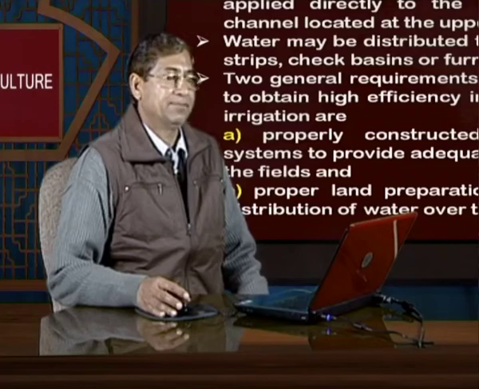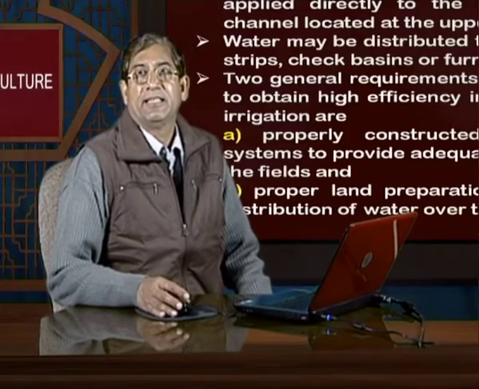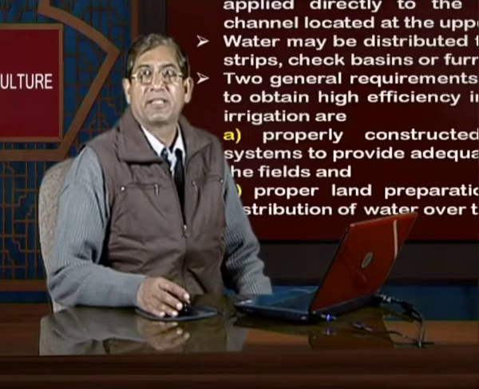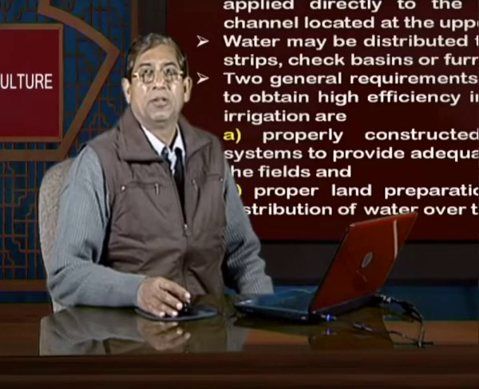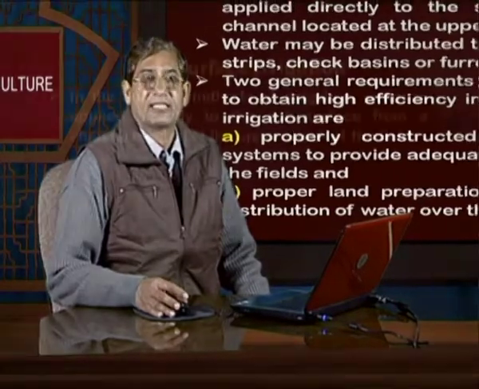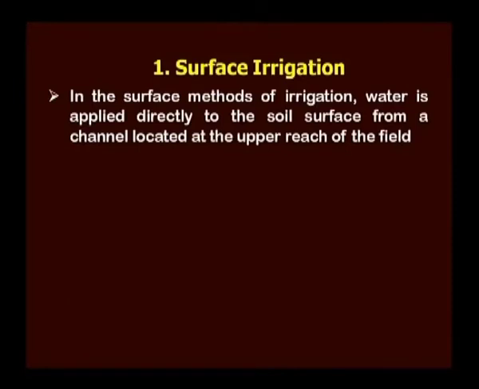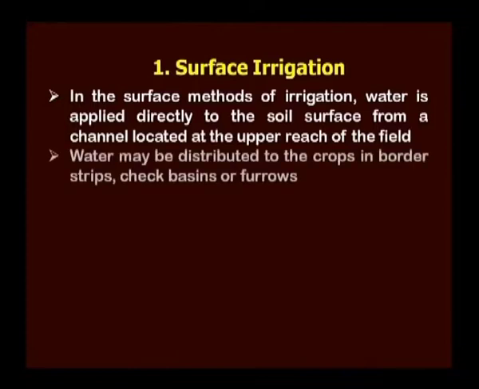Surface irrigation. Surface irrigation is adopted widely in our country. This is the easiest method of irrigation. In the surface methods of irrigation, water is applied directly to the soil surface from a channel located at the upper reach of the field. Water may be distributed to the crops in border strips, check basins or furrows.